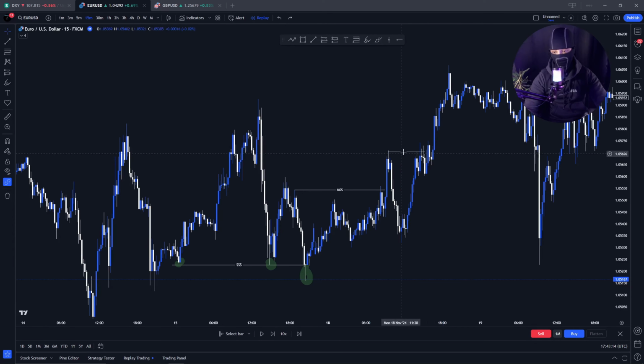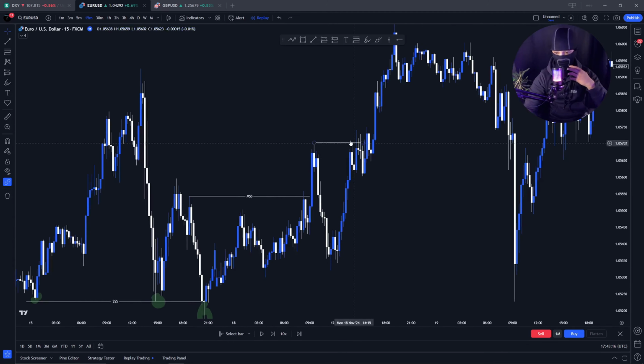Buyers enter the market. Quick question, would this be a market structure shift or a breaker structure? This one here. It would be a breaker structure. Why? Because the market has shifted structure. If we continue, this is a break of structure. We can't shift structure again towards the upside.